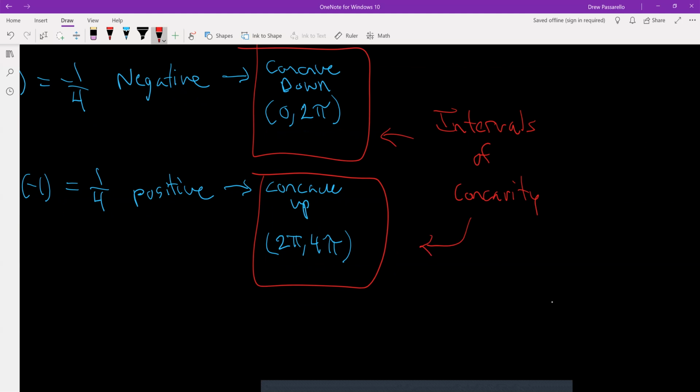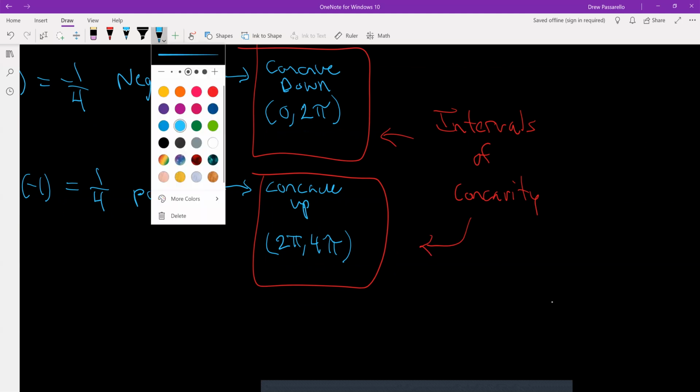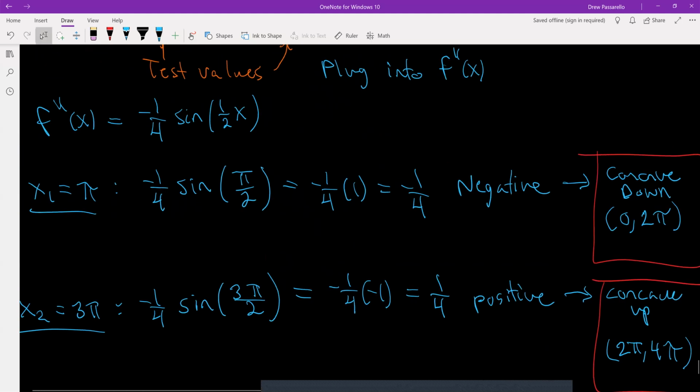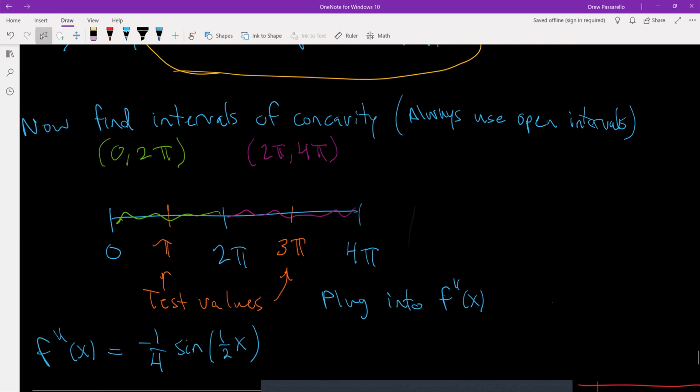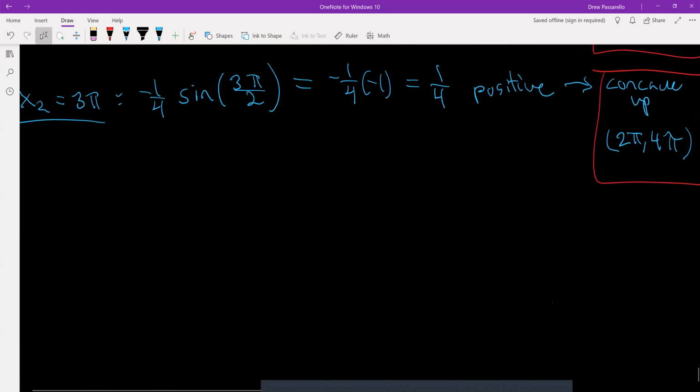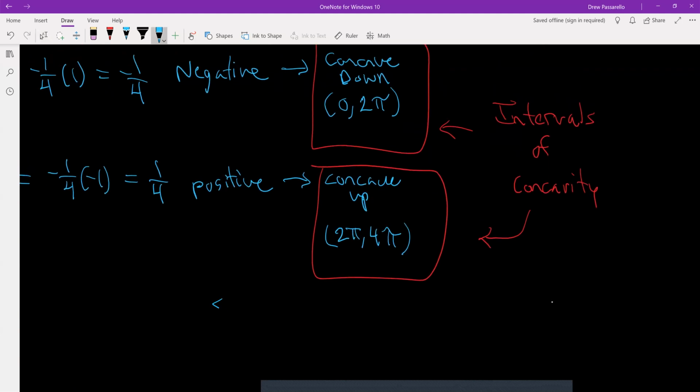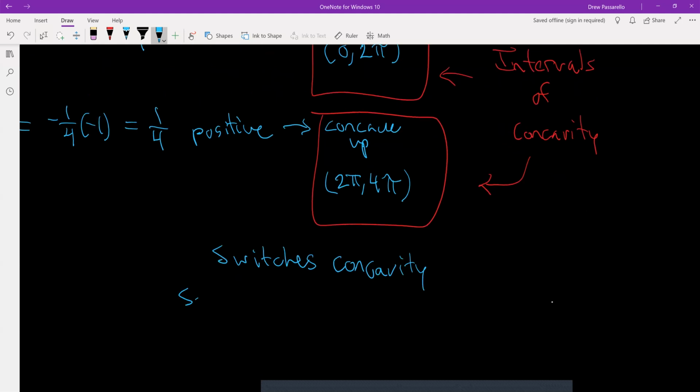So it does switch concavity at our potential inflection point. Again, our potential inflection point was 2 pi, right? So we base these intervals off of 2 pi. So since it switches concavity, our x star equal to 2 pi is in fact an inflection point.